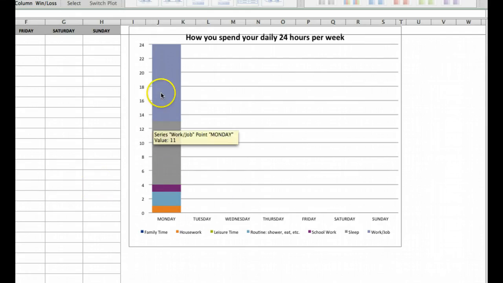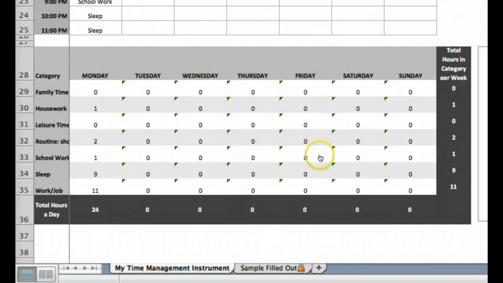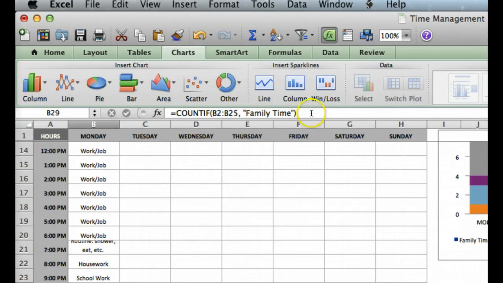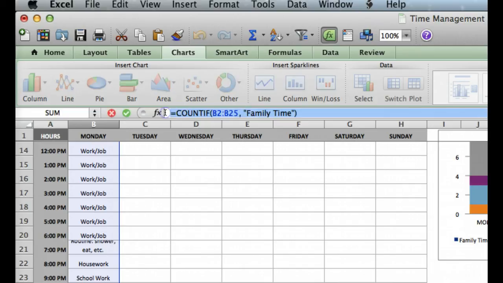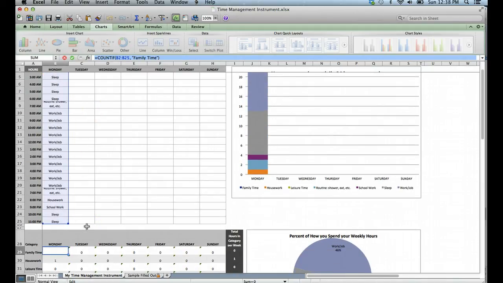Here you see that the chart has become populated. This is happening because the table beneath the one that you are completing has been populated with formulas that tell it to perform a certain function. In this case, it is looking to count how many times the term family time has been entered into the cells above. The cells above are those that are highlighted with a blue box around it.